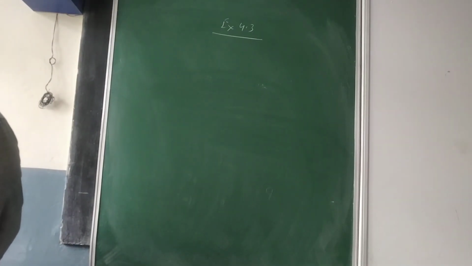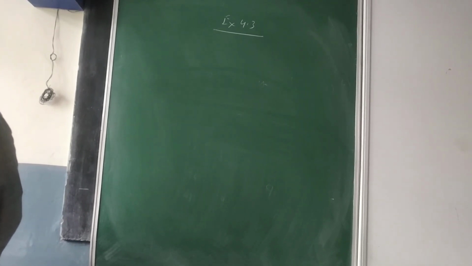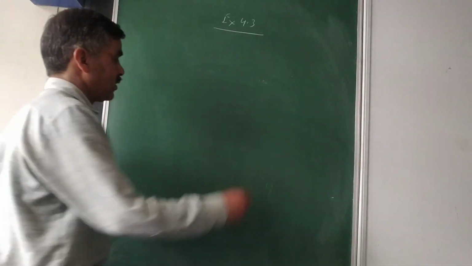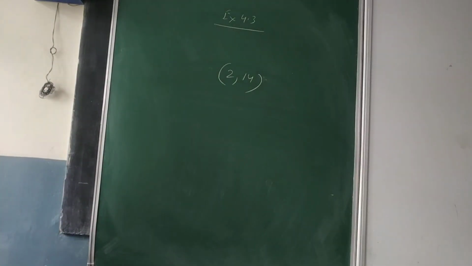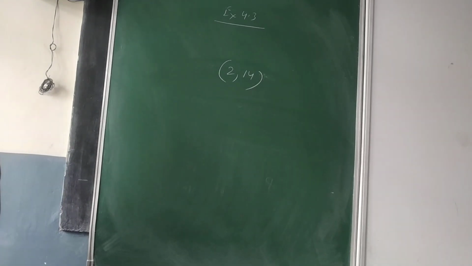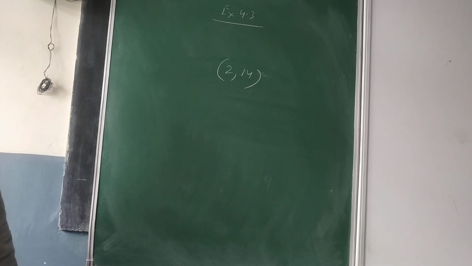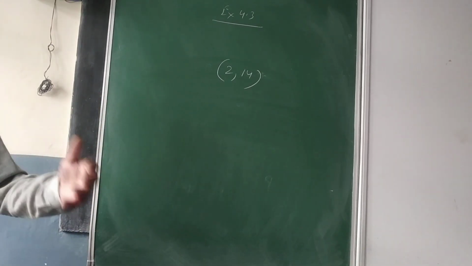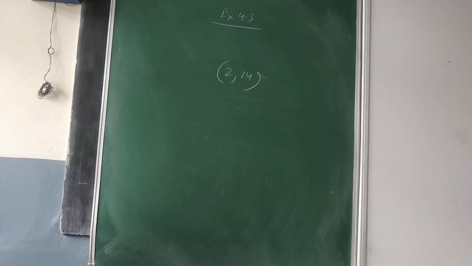Now question number 2. Give the equation of 2 lines passing through (2, 14), and then how many more such lines are there and why? So this question definitely belongs to your section C, because 2, 3 parts are there that you have to answer. First of all, you have to give the equation of 2 lines passing through (2, 14).